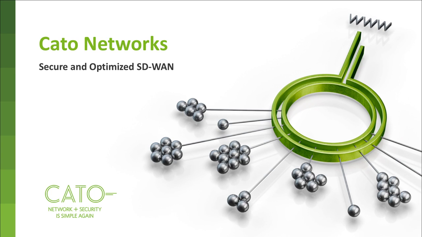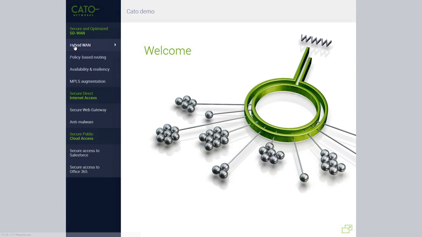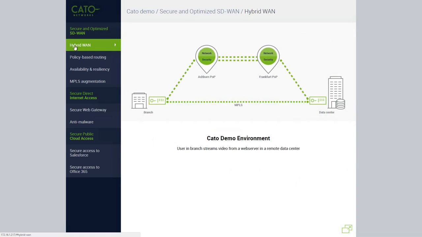In this video, we will demonstrate Kato's secure and optimized SD-WAN capabilities. We are now looking at our demo environment. It will provide a visual context for our capabilities. Kato enables companies to expand their WAN capacity and flexibility by deploying different transport services to meet location requirements. Transports include MPLS, Internet links, and 4G LTE.